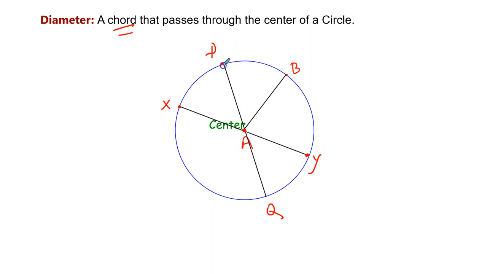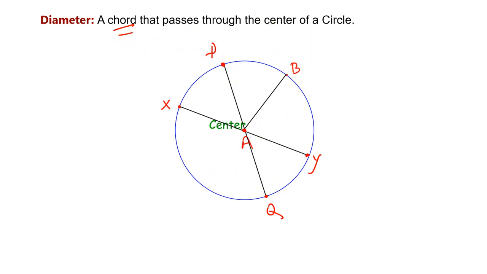Here P is a point on the circle, Q is another point on the circle. That segment is joining the 2 points P and Q and passing through the center. So that's why these are all called chords. And also this diameter is the biggest chord in a circle. The length of this diameter is the maximum length of a chord that you can get.